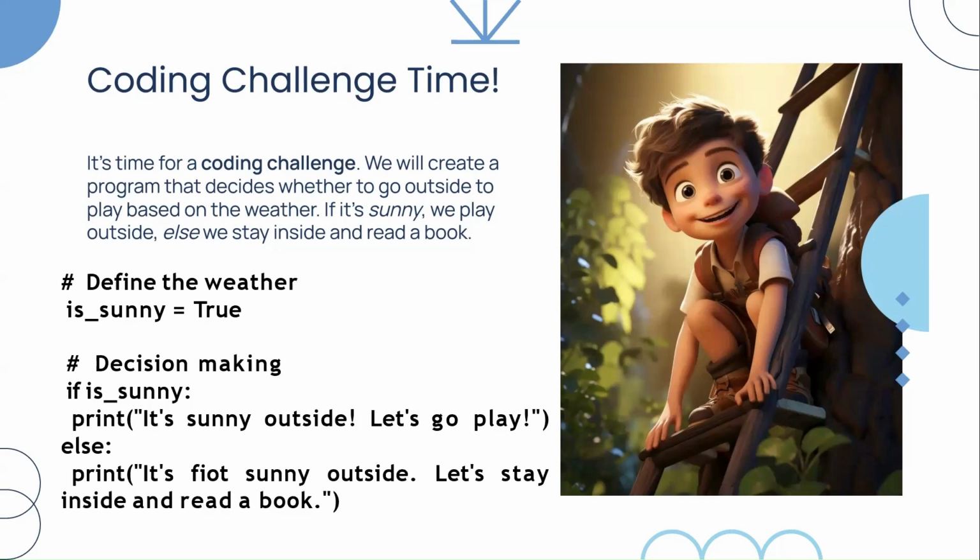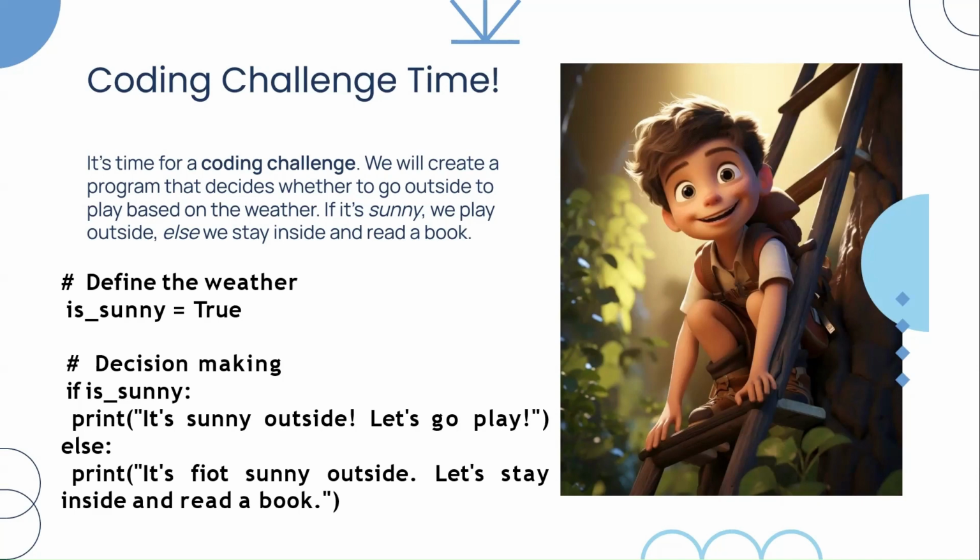So the code segment demonstrates a simple decision making process based on the weather. The variable is_sunny is initialized and set to true, indicating that it's sunny outside. An if-else statement is used to make a decision based on the value of is_sunny. So if is_sunny is true, the program prints "It is sunny outside, let's go play." If is_sunny is not true, for example if it is false, the program prints "It's not sunny outside, let's stay inside and read a book."